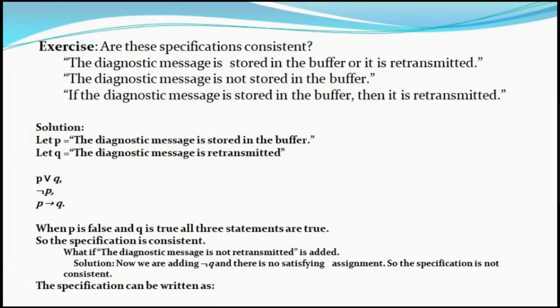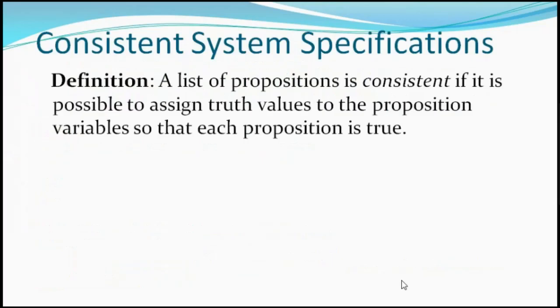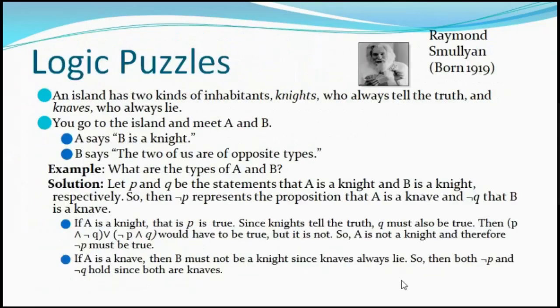What if "the diagnostic message is not retransmitted" is added to the list of specifications? So now we are adding negation Q. That means it is not retransmitted. So there is no satisfying assignment, and the specification is not consistent. So the given specification should always result in consistency when the given propositional logic is true. Based upon this, we'll move on to the logic puzzles.